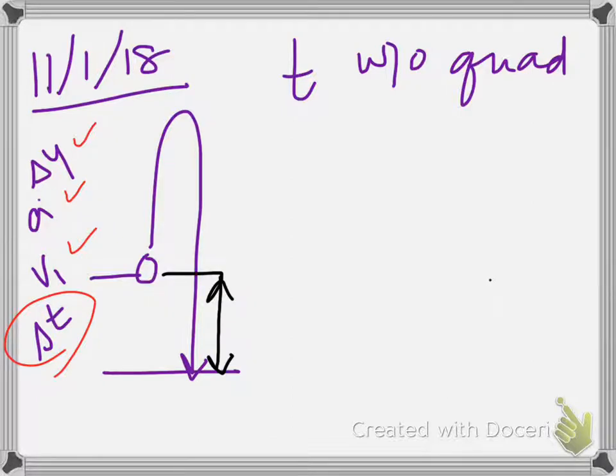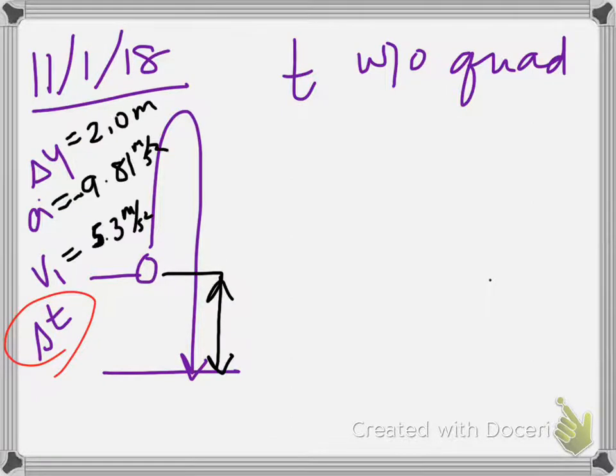So looking at this, I'm just going to plug in made-up numbers. We say that this thing is being launched from 2 meters off the ground. It's got an initial velocity of 5.3 meters per second. We want to know how long it's in the air. Well, we can use the quadratic, but we don't want to do that. I screwed up my units on velocity, so corrected: 5.3 meters per second.